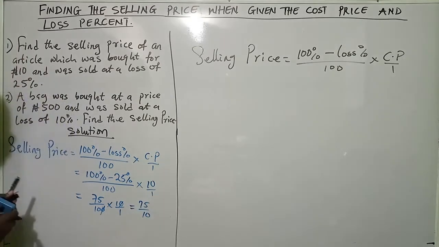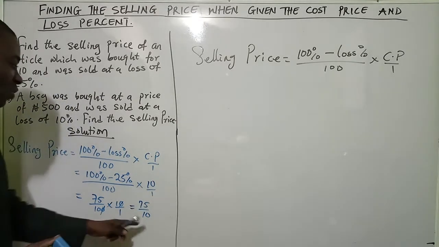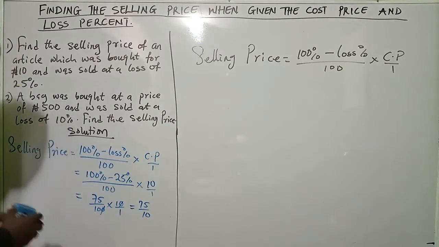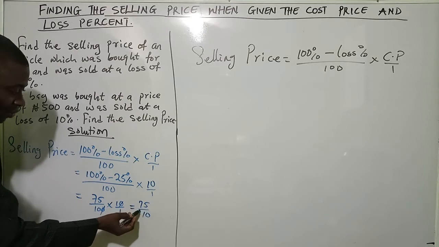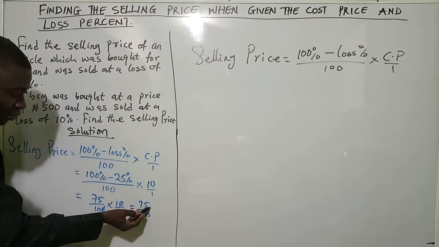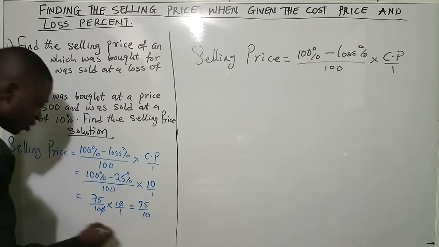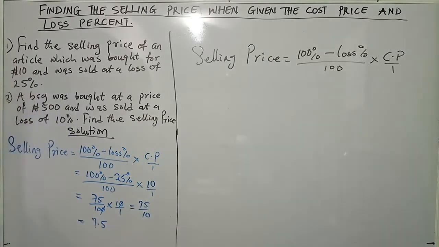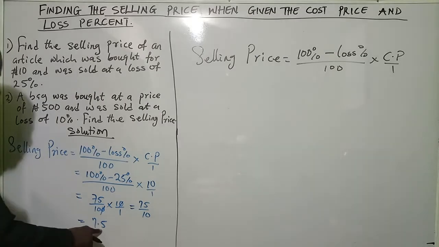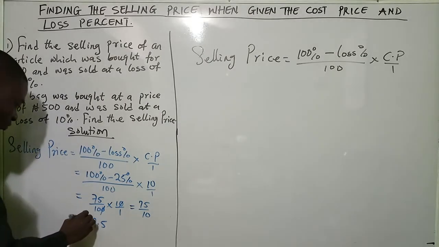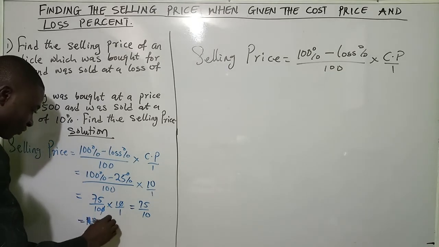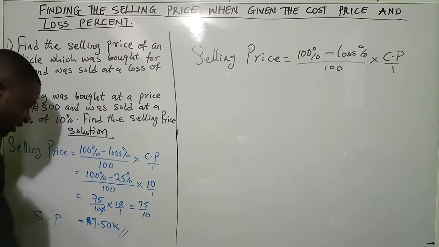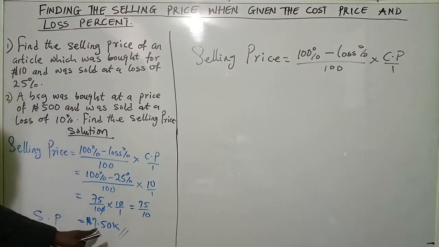Remember when I was explaining how to divide when we have decimals in some of our videos that were uploaded, I said when you have something like this, there's a decimal point at the back here. So if I want to divide this by 10, all I need to do is move the decimal point backward once. So this is equal to 7.5. This is the answer in decimal. That means the selling price was 7 naira 50 kobo. So that is the selling price of this article, 7 naira 50 kobo.